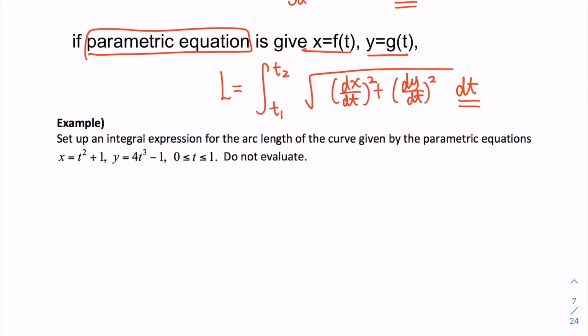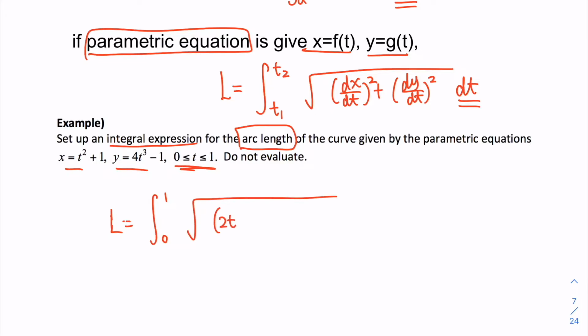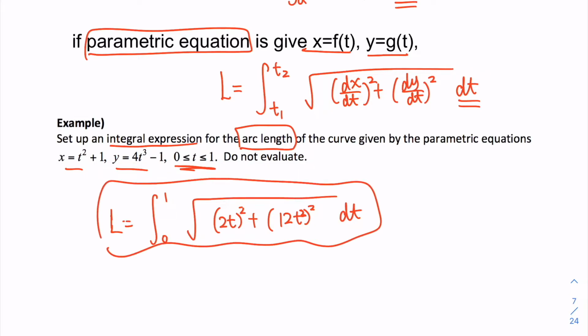For example, set up an integral expression for the arc length from 0 to 1, given x and y here. So the arc length formula, from 0 to 1, square root of (dx/dt) squared plus (dy/dt) squared, which is 12t squared dt. So this is the answer.